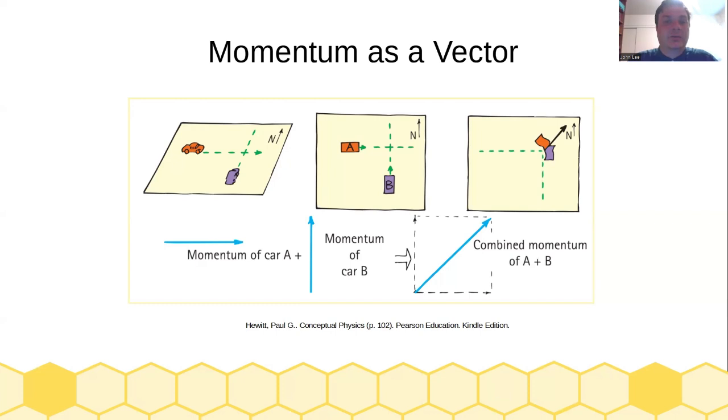We can also treat momentum as a vector because momentum is mass, which is a scalar, times velocity, which is a vector. Momentum is going to be a vector. So when you have two cars colliding with each other, then their total net momentum after they collide and get into a perfectly inelastic collision, which again means that they stick together after the collision, is going to be a combined momentum A plus B, which is going to be pointing by the parallelogram rule in a different direction than the momentum of car A or the momentum of car B.